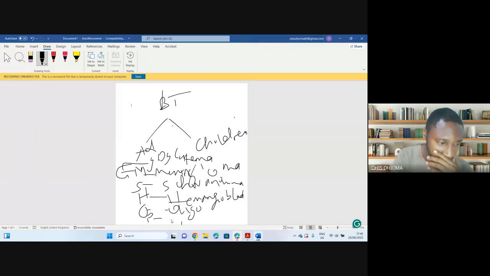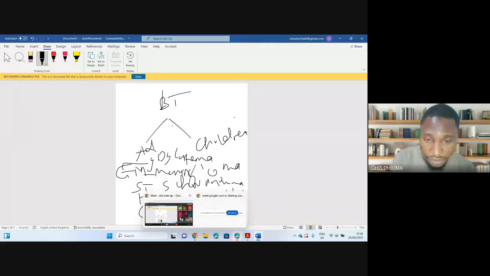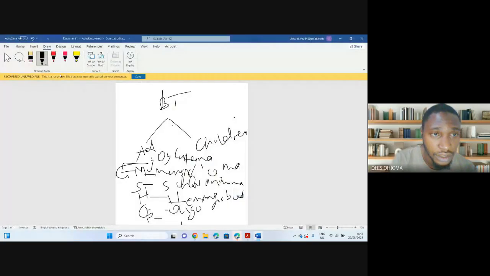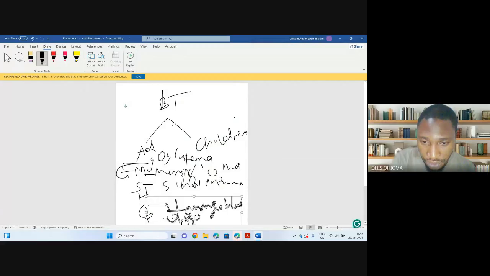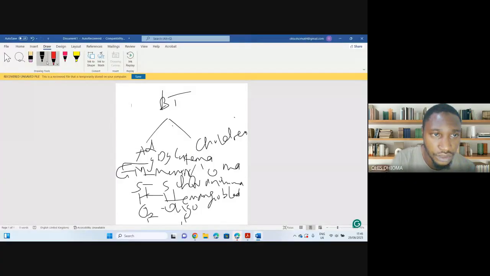I'm trying to remember the P again. The pituitary. It's the pituitary adenoma, yes. Thank you, Doc. Trying to remember the P. Pituitary adenoma, so PA.